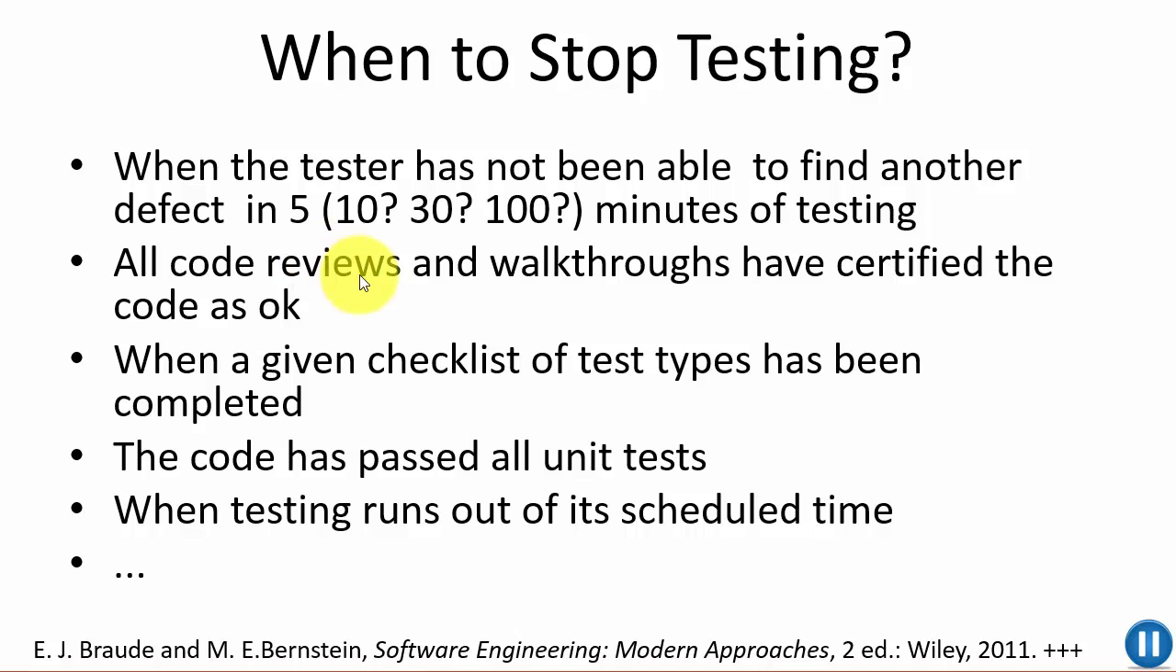Another criteria could be when all code reviews and walkthroughs have been certified and the code seems to be okay. A third one, when a given checklist of test types has been completed. Another test criteria could be the code has passed all the unit tests, or of course when testing runs out of its scheduled time. So you should typically make a list of criteria when to stop testing and when you consider the testing should be finished. And these things should be included in the software test plan.